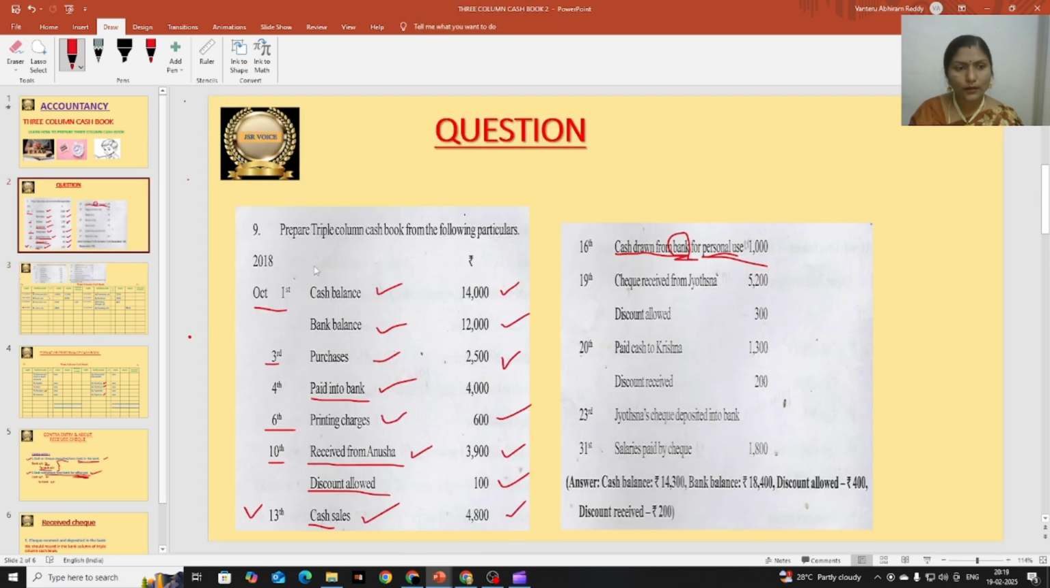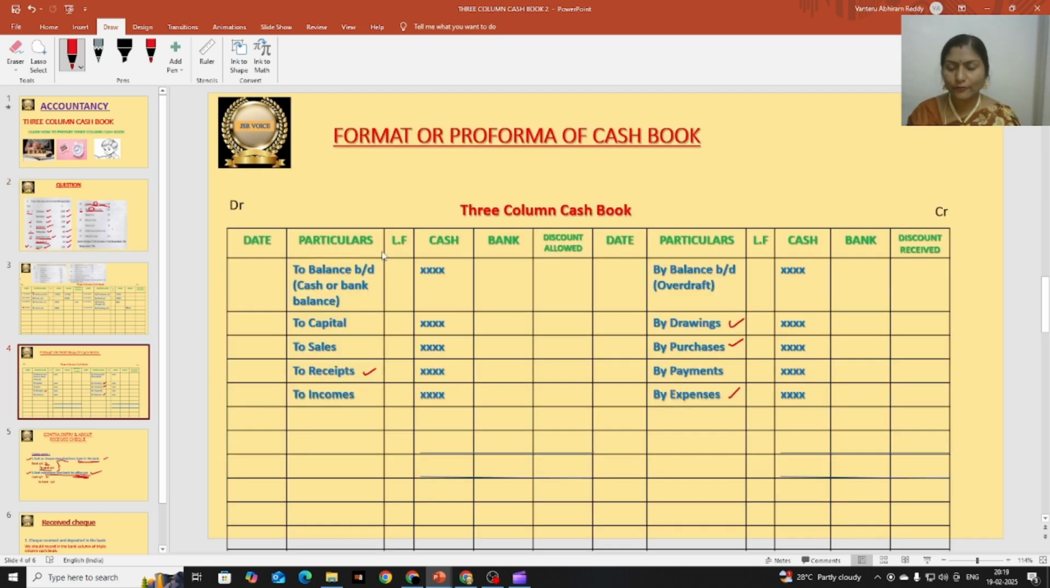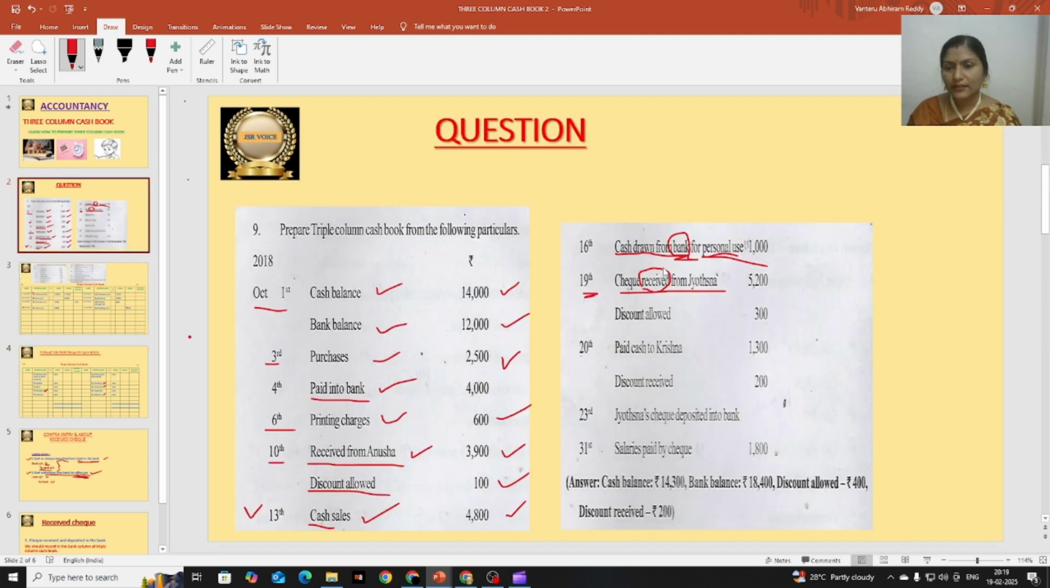Let us go to the next one. The next one is the 19th date. Check received from Joshna. By looking at the word received, we are going to record that on the debit side, because all receipts we record on the debit side. So here the business is receiving a check, and this received check will also be recorded on the debit side. But what to write? The name of the person, Joshna account. 5200, and discount allowed 300.